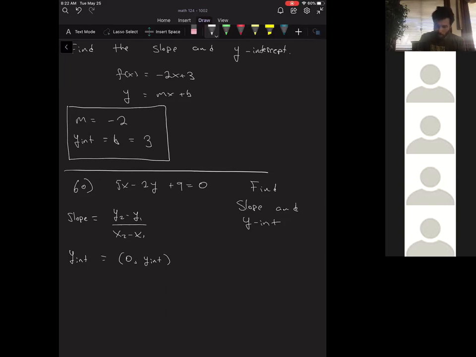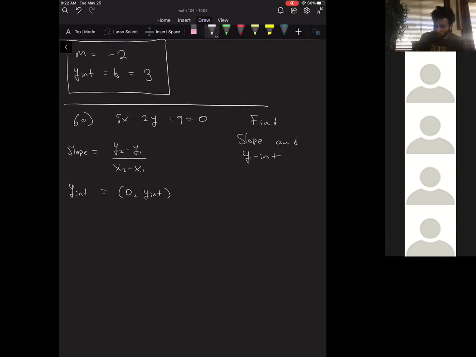So one way of doing this problem is to find 2 points on this line. And in order to find a point on a line, all you have to do is pick a number, plug it in for one of the variables, and solve for the other variable. So let's talk about the slope. We need to find 2 points.